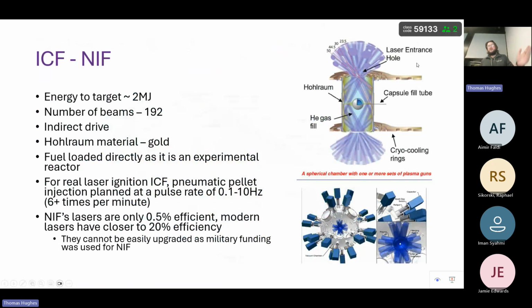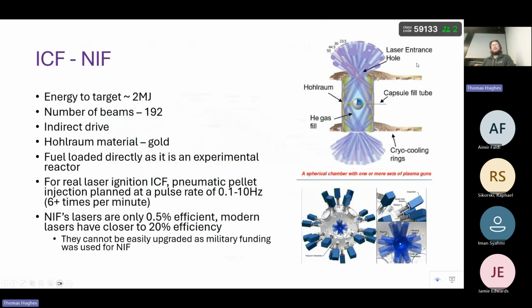For real ICF, there's a few ways of doing it, but generally you'll use pneumatic pellet injection, planned at a pulse rate of at least 6 times a minute, up to like 1 a second. So these things can be rapid fire, which is potentially a problem because this is quite a complicated bit of machinery, and you want it to be firing a laser and producing power output multiple times, maybe once a second. So it's quite complicated.